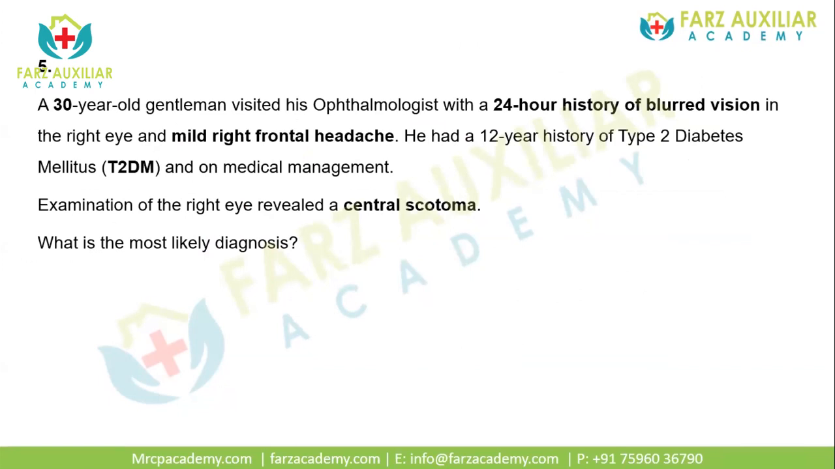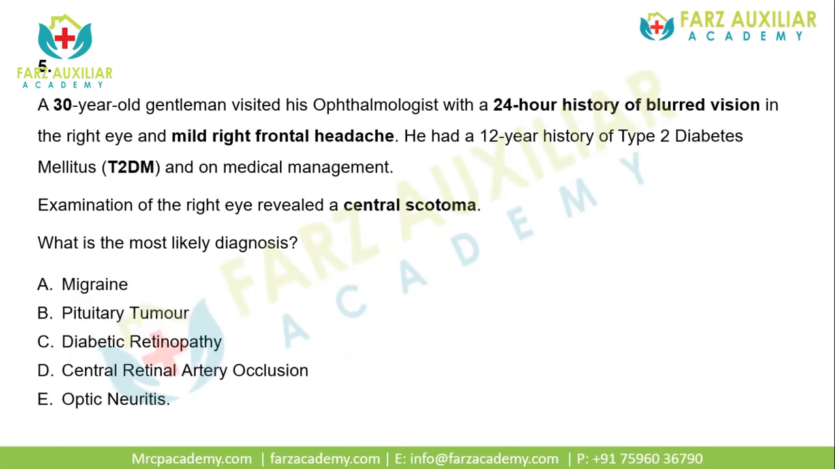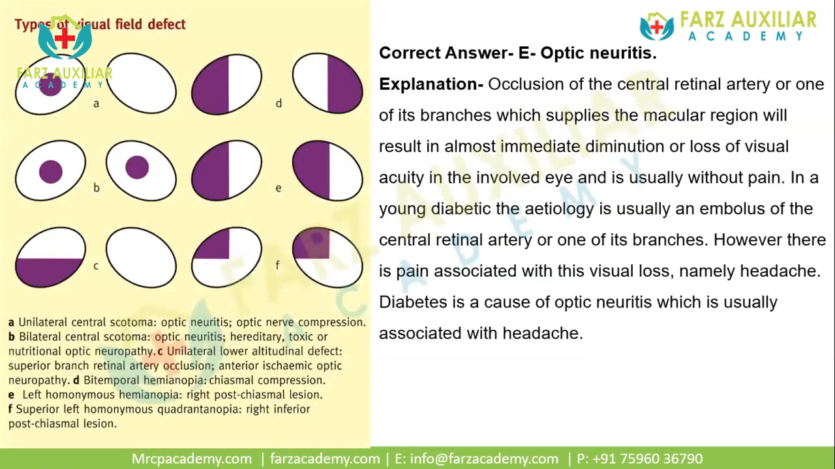A 30-year-old gentleman visited his ophthalmologist with a 24-hour history of blurred vision in the right eye and mild right frontal headache. He is a type 2 diabetic for 12 years on medical treatment, and examination revealed a central right scotoma. What is the most likely diagnosis? Are we looking at migraine, pituitary tumor, diabetic retinopathy, CRA, or optic neuritis? So the correct answer is optic neuritis.